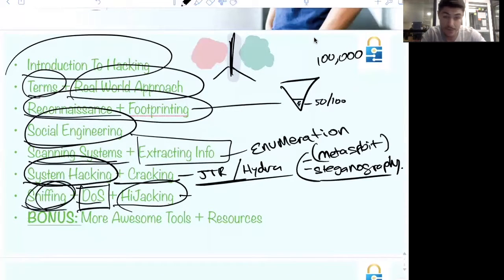We're going to take a look at sniffing as well. How do we sniff networks without being caught? Similar to system hacking and system scanning as well.